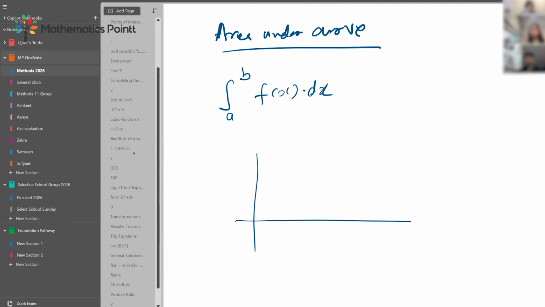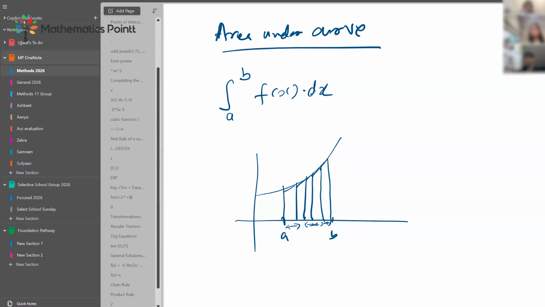Now, let's say I have a curve like this, and I want to find the area from A to B, that means between these 2 points. The easiest way is you draw the trapeziums, right? This trapezium has a fixed width, and they are equal width. So these are equal widths.